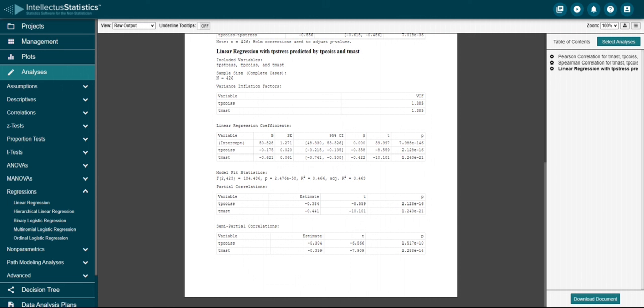The next thing we can look at is the R-squared value. And we can see here we've got an R-squared value of 0.466. So that's essentially saying that our two predictors explain 46% of the variance in our outcome.